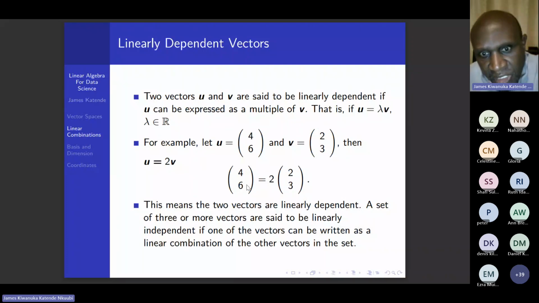So since we can see that U is actually a multiple of V, then we can conclude that the 2 vectors U and V are linearly dependent. So they depend on each other. The word dependent is quite deliberate. It's also possible to reverse this. You can write V as a multiple of U, because V can be written as a half U. That will still work.